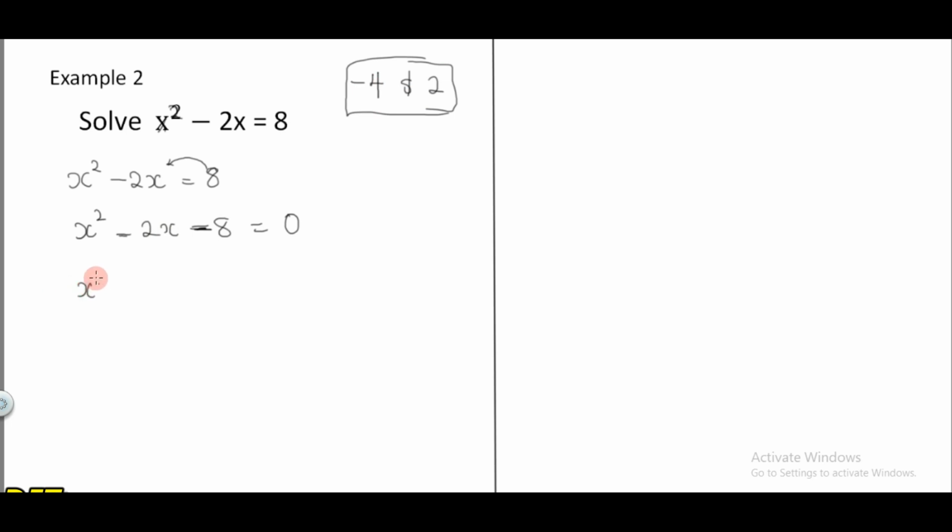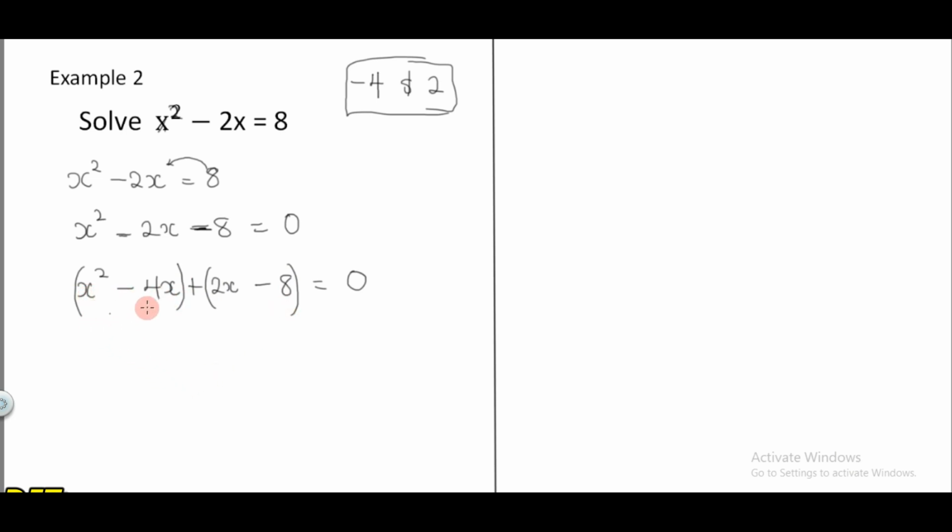So what I would do here is to replace this minus 2x with these factors, minus 4 and 2. So that would be x squared minus 4x plus 2x, right? So these are the factors: minus 4x and 2x, then minus 8 is equal to 0. So the next thing I will do here is to group these numbers. I will group this, and I will group this, right? I group them into two: the first two, and the next two numbers.